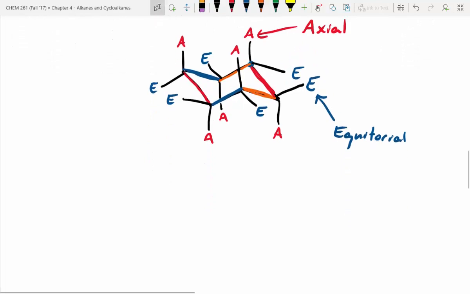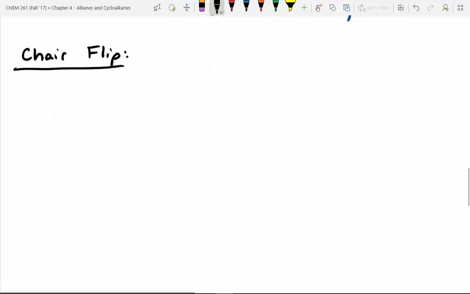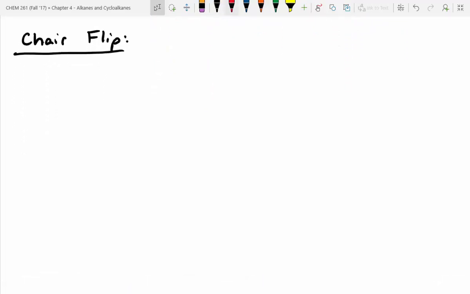This is something special they can do called a chair flip. So if you get tired at drawing these, you can flip your chair over in anger. It's a joke. Not a good one.